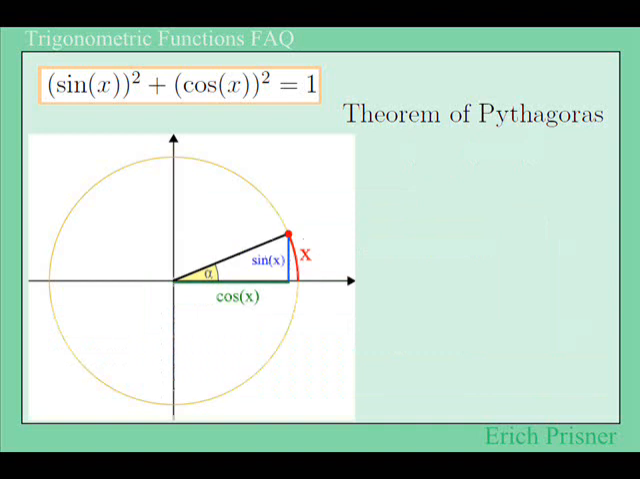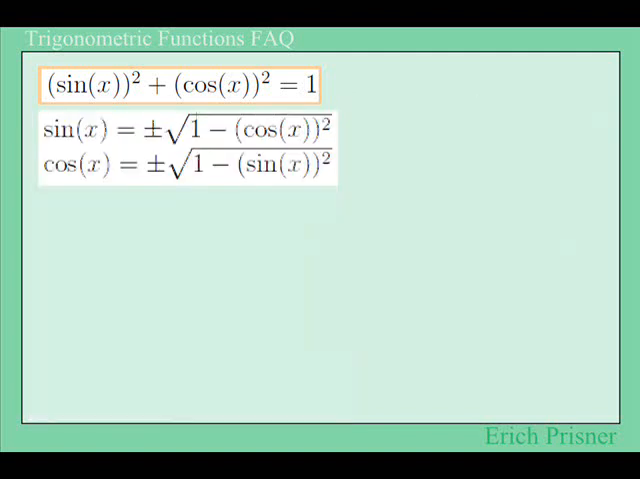For the definition on the unit circle, note that there is a right-angled triangle with sides sine of x, cosine of x and 1. Of course, this identity could also be reformulated as sine of x equals plus minus square root of 1 minus cosine squared, or cosine of x equals plus minus square root of 1 minus sine of x squared.